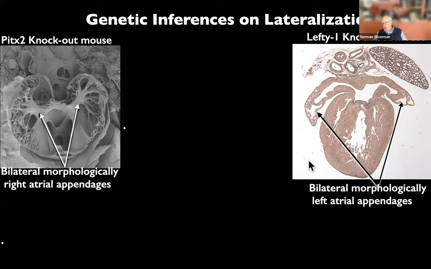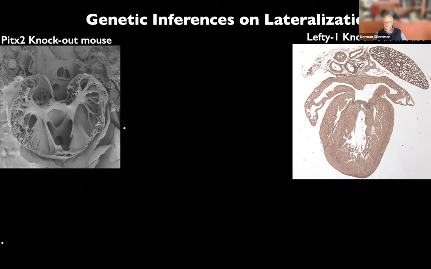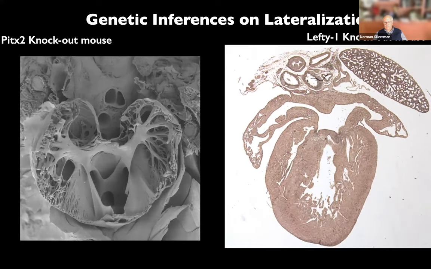And here is a lefty knockout mouse done histologically, and lefty will cause the appendages to develop and the whole body to develop double left-sidedness. And here you can see tiny little left atrial appendages with teeny weeny pectinate muscles in them, and an AV septal defect, which is right dominant. So look at the difference of the pectinate muscles in right and left isomerism, even embryologically possible to develop.